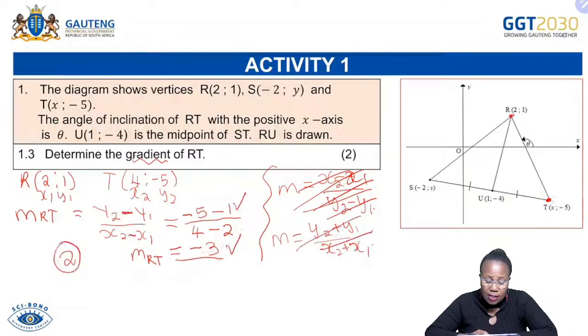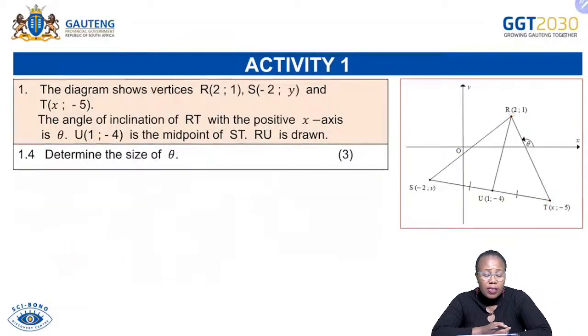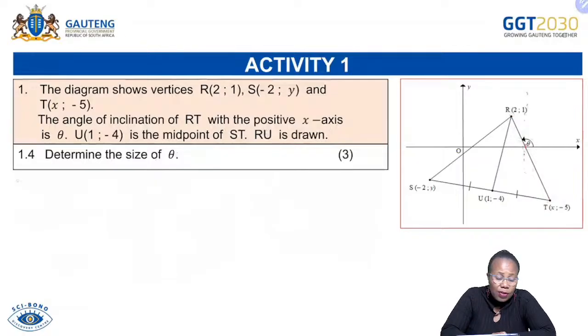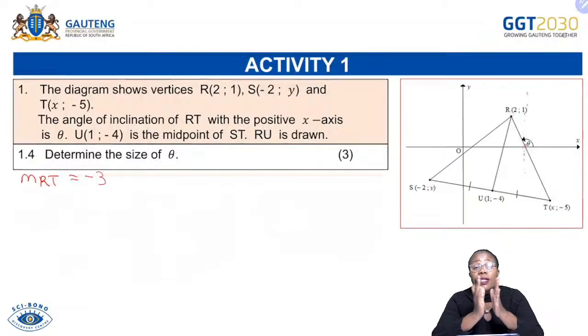Okay, let's move to another activity, 1.4. In this case, you are determining the size of theta. Look at theta now. It is more than 90 degrees. That means we are depending on the gradient of RT that we have just calculated above, and indicated that the gradient of RT is -3. And then now if the gradient is negative, grade 12, do you still remember what I'm going to do with your inclination angle? That is why we are having more marks, 3 marks for that one. Your 2 minutes start now, grade 12. Work out that size of theta.